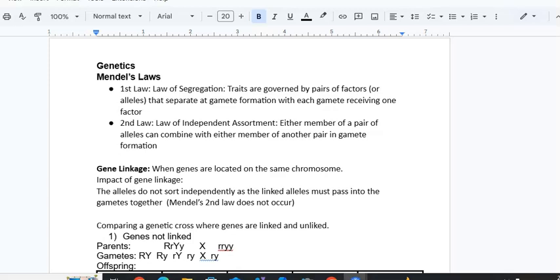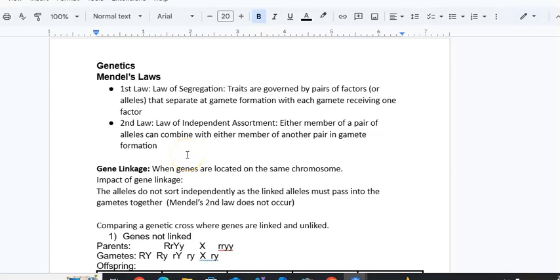So first of all, we need to know Mendel's first law, the law of segregation, and Mendel's second law, the law of independent assortment. Mendel is known as the father of genetics because of the experimental work he did looking at genetic crosses in pea plants, and he came up with these two laws based on his experiments.